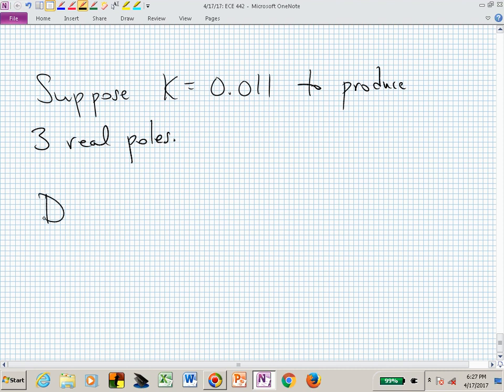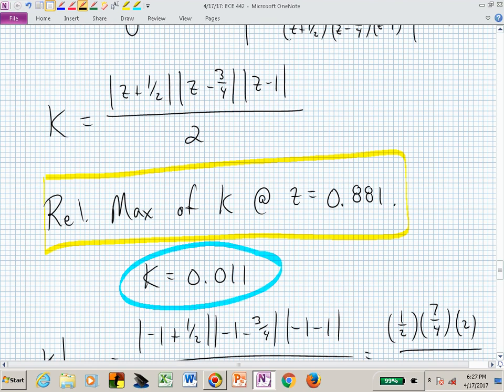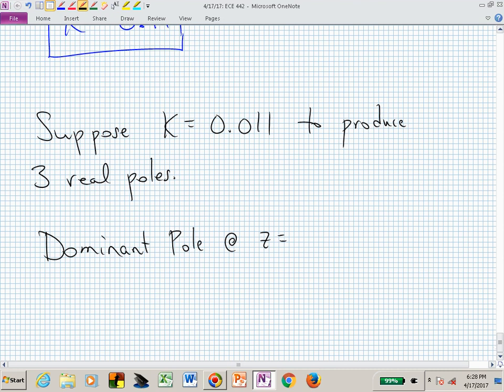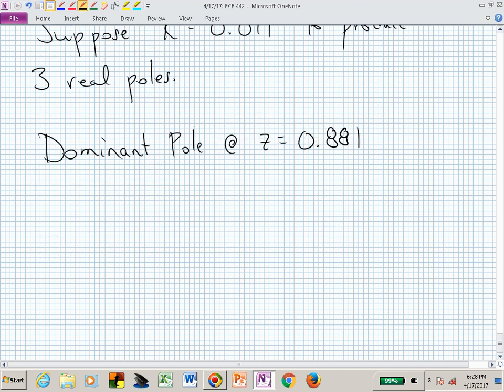What's my dominant pole? What value of z is my dominant pole? No hints at all. I have a gain K of 0.011, and I want to know where are my 3 poles? You have 2 at 0.88. Where's your other one? Between -1/2 and -1. That's going to be bouncing around. That's not going to dominate your behavior. So this is our biggest one, with a z value of 0.881. Can you tell me anything about the settling time if you have a dominant pole of 0.881?